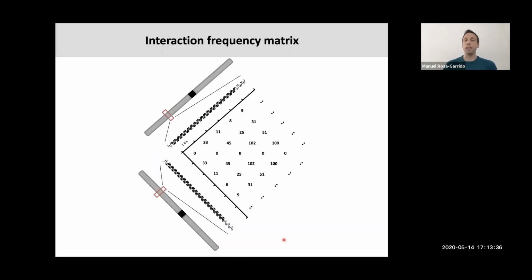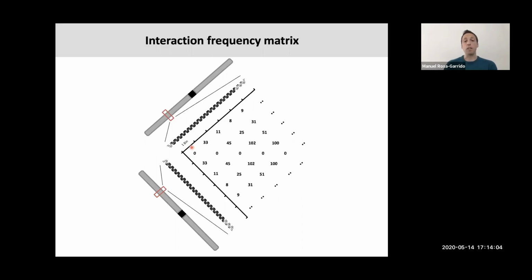So when we get the data from the sequencer and after the analysis, we can then generate an interaction frequency matrix like that, where the first thing that we do is to artificially divide the genome into small fragments called bins, okay? So the size of this bin is going to depend on the depth of your sequencing. The deeper your sequencing, the smaller the size of the bin, and the higher the resolution of the experiment.